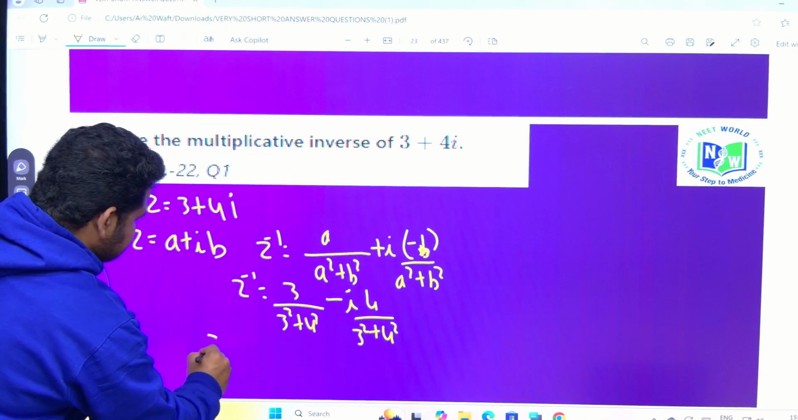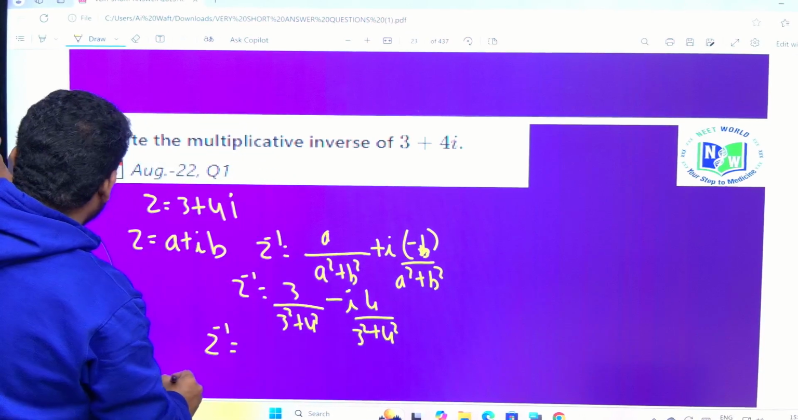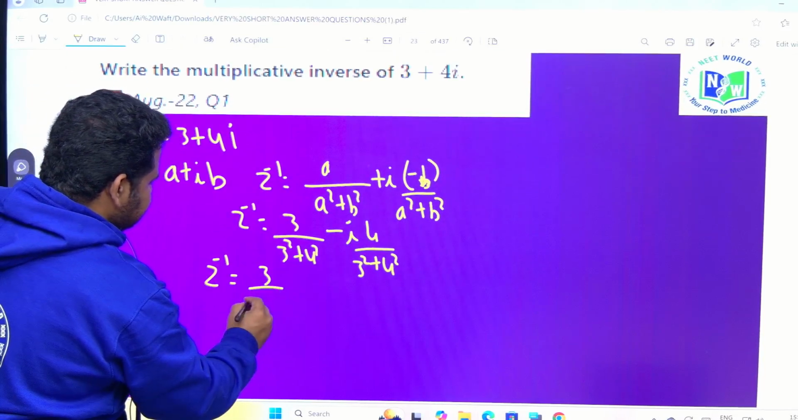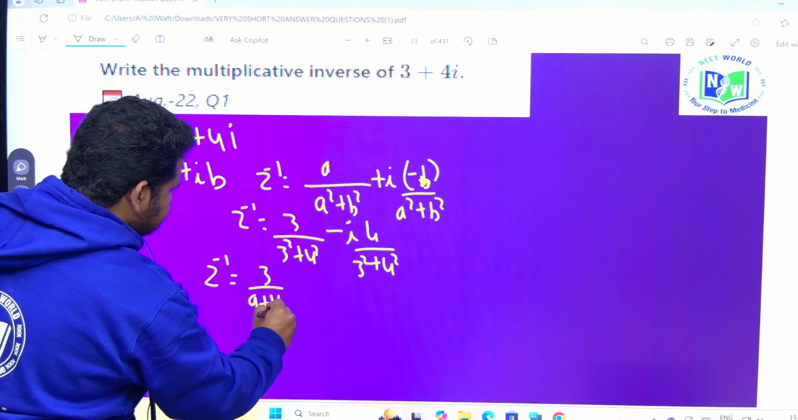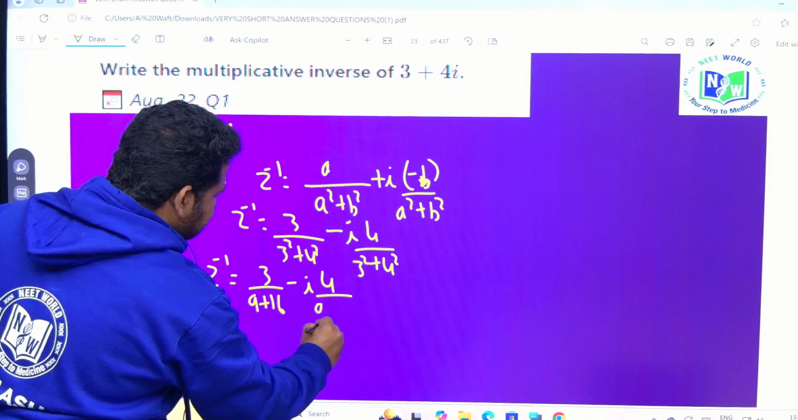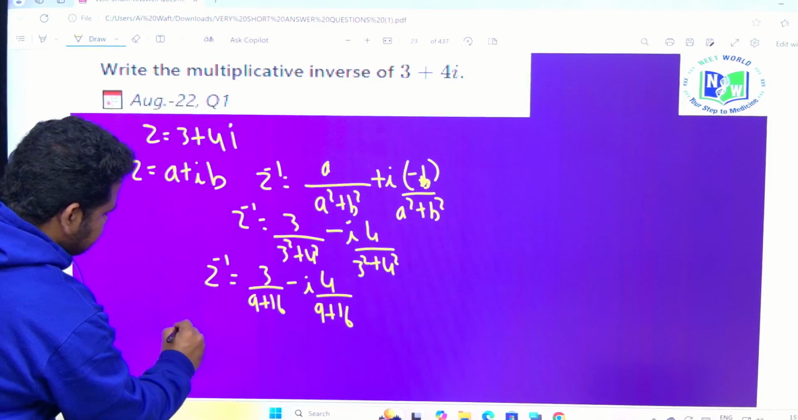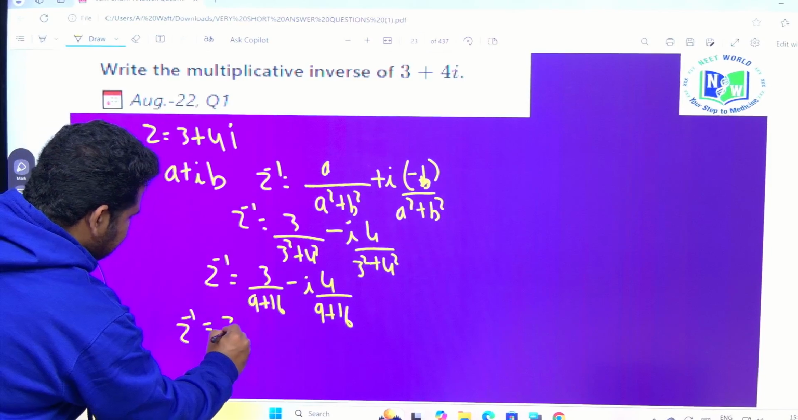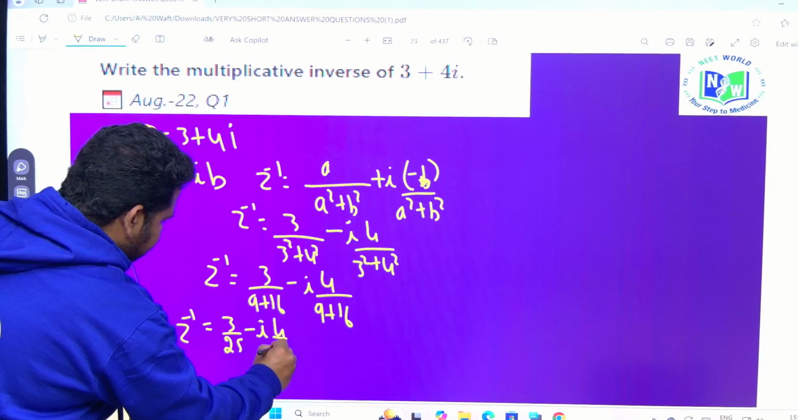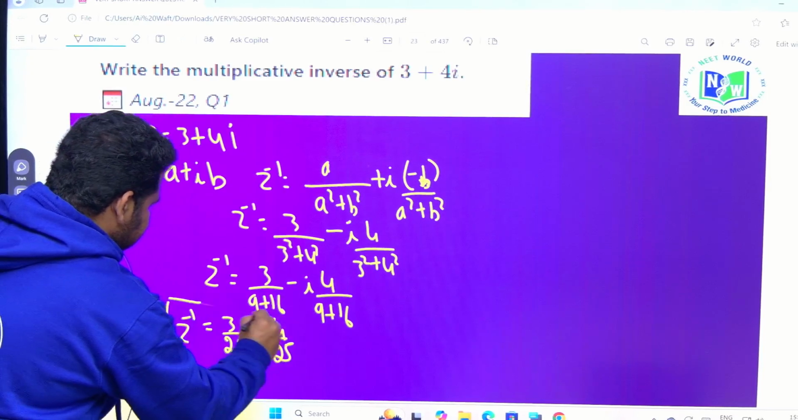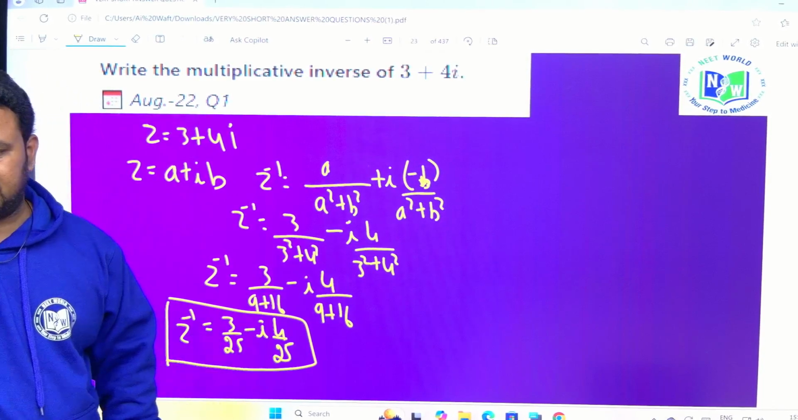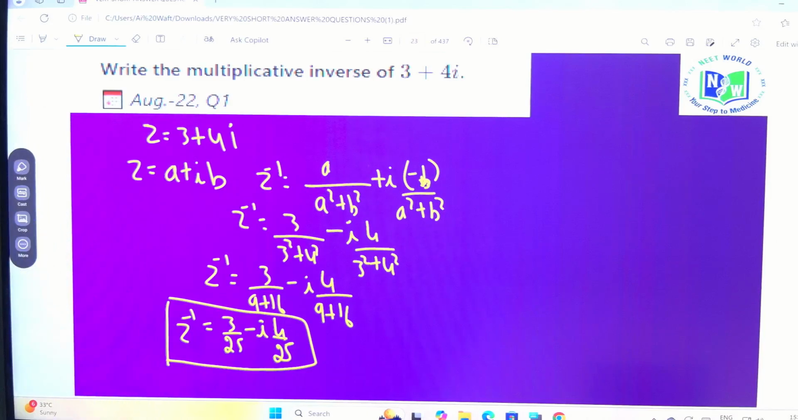So, z inverse, that is the multiplicative inverse, will be equal to 3 by 3 square is 9, 4 square is 16, so 9 plus 16. So, z inverse you will get as 3 by 25 minus i into 4 by 25. Leave it as it is. So, z inverse is 3 by 25 minus 4 by 25 i. This is the answer for this question.